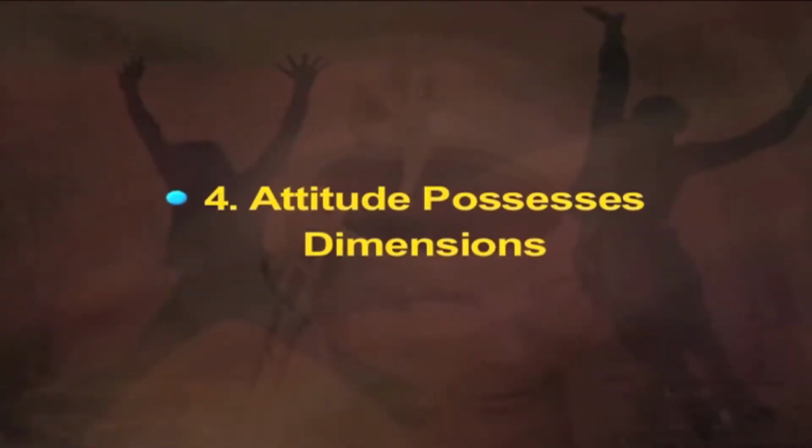Attitude possesses dimensions. Attitude of an individual has two parts, either positive or negative. The individual either likes an object or dislikes it. Thus, very often the range of attitude varies from strongly positive to strongly negative. Sometimes attitudes are also ambivalent, both positive and negative feelings towards an object.